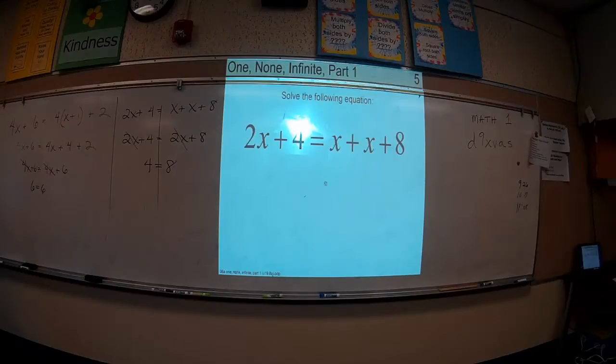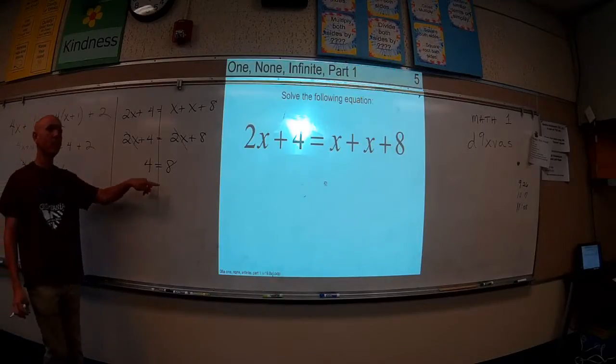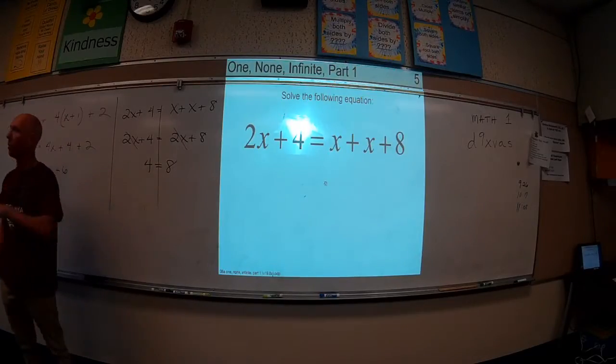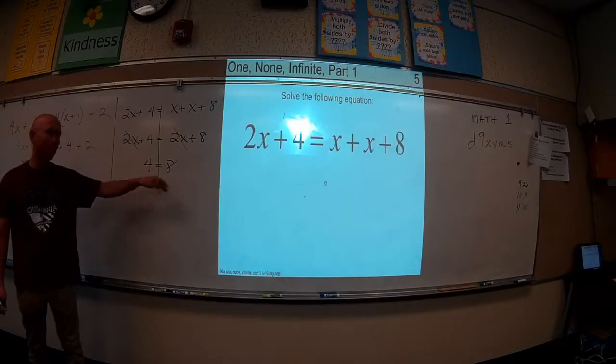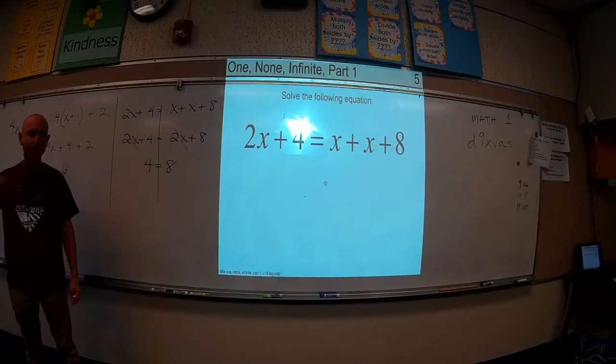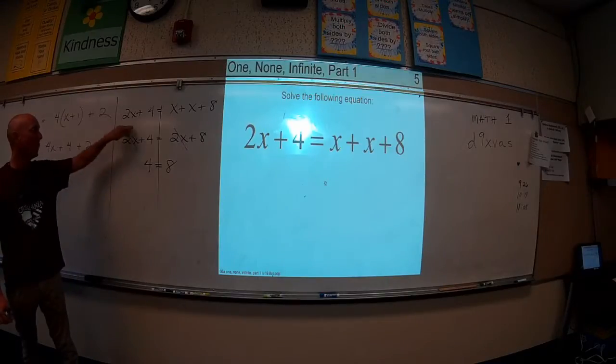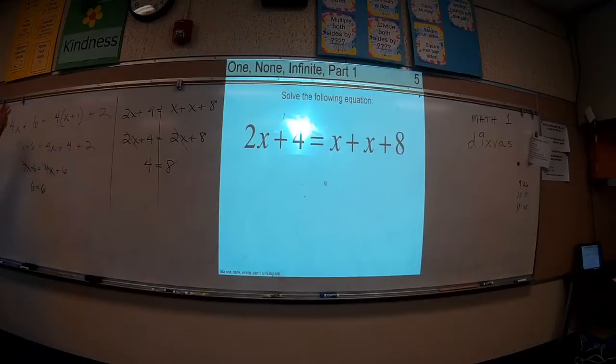What does that mean? Chris, what does it mean? There's no solution. It doesn't make sense. This is telling me there are infinite solutions. This is telling me there is no solution. There is no number in the world that's going to make 4 equal 8. I can't plug in some number and suddenly make 4 equal 8. There's no value of x up here that's ever going to work. Here, everything works.